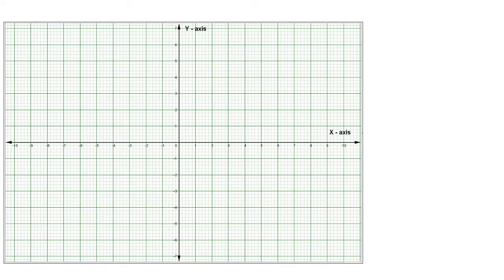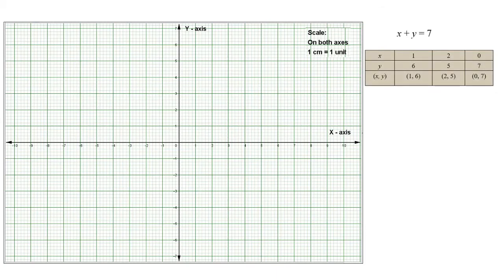So don't forget to write the scale on the graph. So scale on graph is on both axes 1 centimeter equals to 1 unit, because at each 1 centimeter the difference of the markings is 1 unit. Now our first equation is x plus y equals to 7. Now let us plot the points.